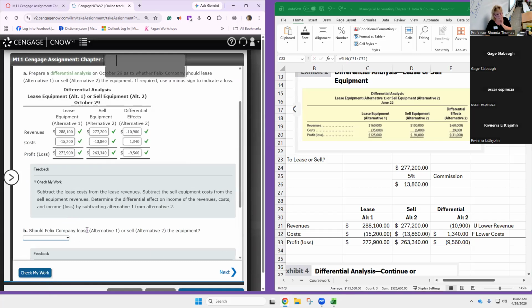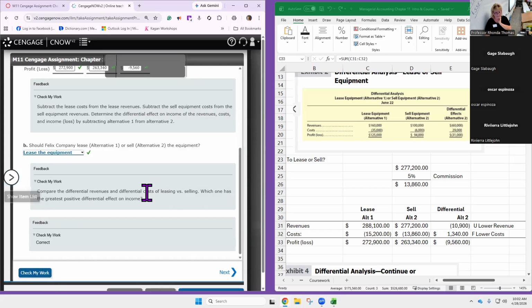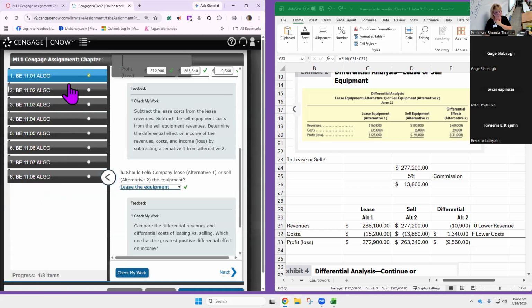All right, I want to check my work. If that's the case, I think we better lease, right? How much is the profit in lease? 272,900. How much is the profit for the selling option? 263,340. Which one would you take? The lease. Yep. But like I said, you've got to look at revenues and costs very carefully. So there you have it. Okay, moving on.